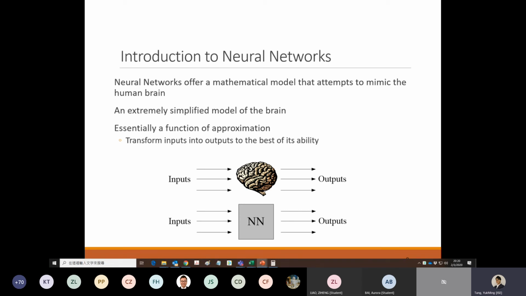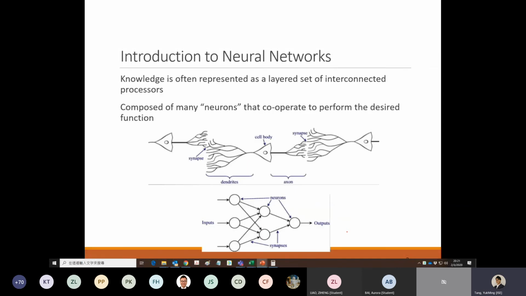Now, why do we have neural networks? Because we want to mimic the brain of the human. For the human brain, we have some inputs, and then the brain of the human, and then we get some output. We want to mimic this situation, using neural networks to simulate what we are thinking as humans, and then finally you have some outputs.